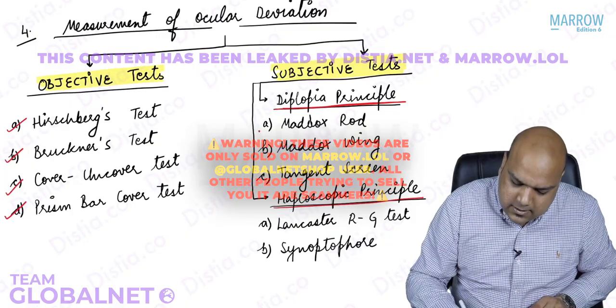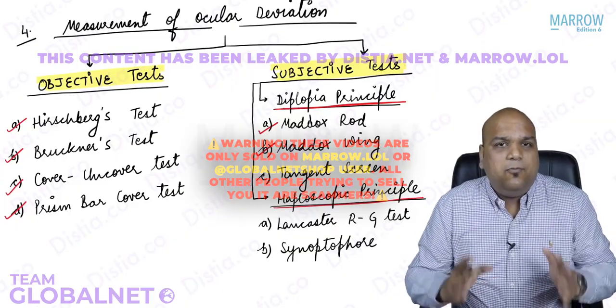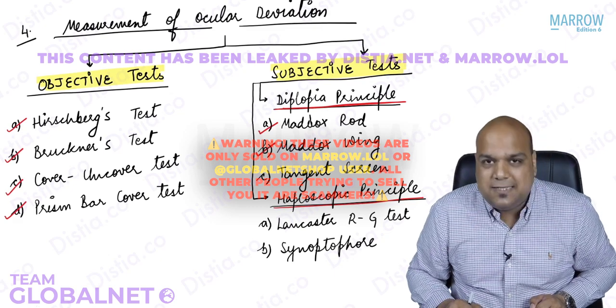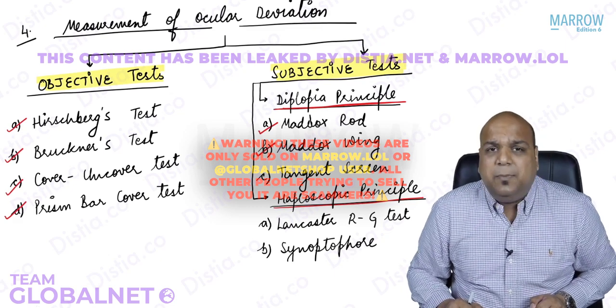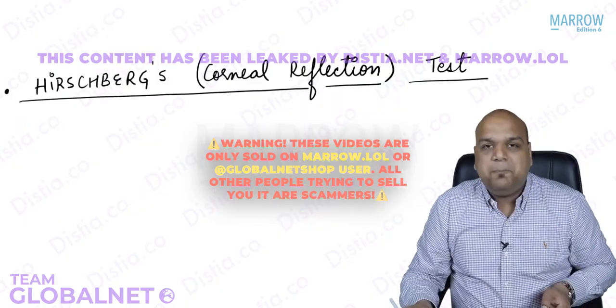Here I will be discussing just 2 important tests with you which are done commonly, the Maddox rod test and the Maddox wing test, guys. Okay, so let's start a detailed discussion of the 6 tests that we are going to discuss under measurement of ocular deviation. Let's start with our first test, everybody.